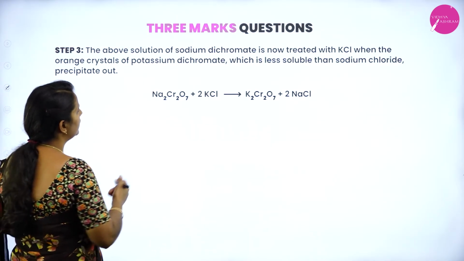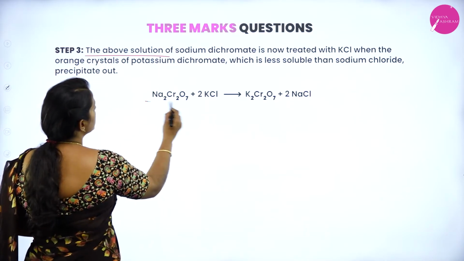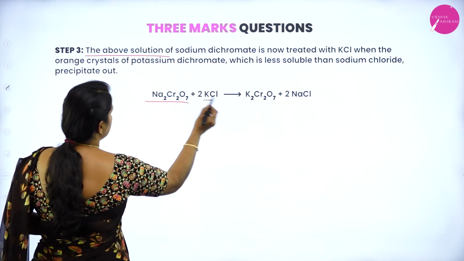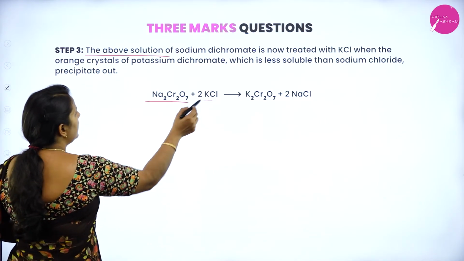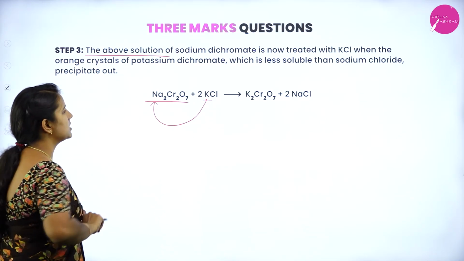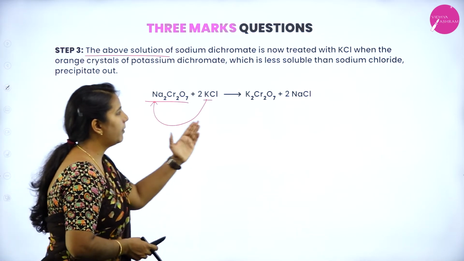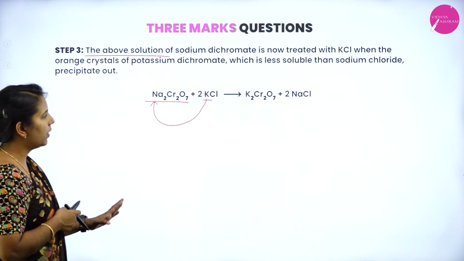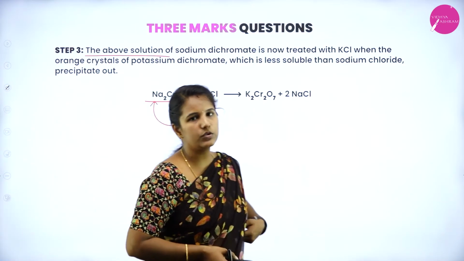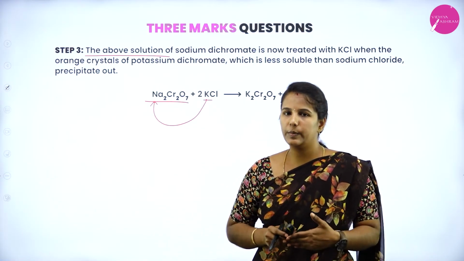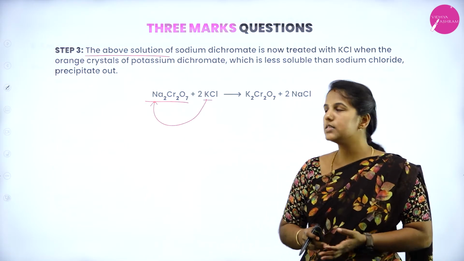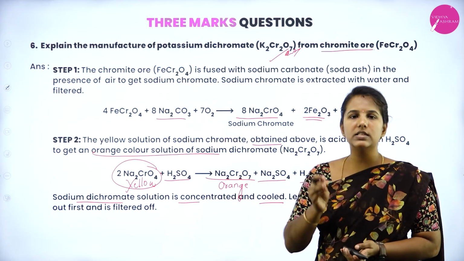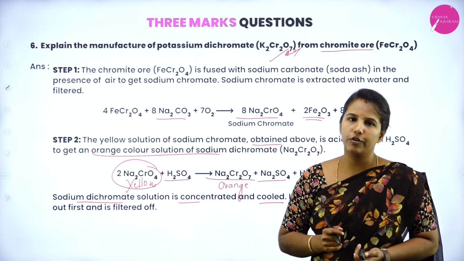Third step, we take this sodium dichromate and now it is treated with KCl, potassium chloride. So we know that potassium can easily replace the sodium and forms potassium dichromate with the formation of sodium chloride. This is how, in 3 steps, you have to show how we prepare potassium dichromate by using chromite ore. It is a short question for your exam.